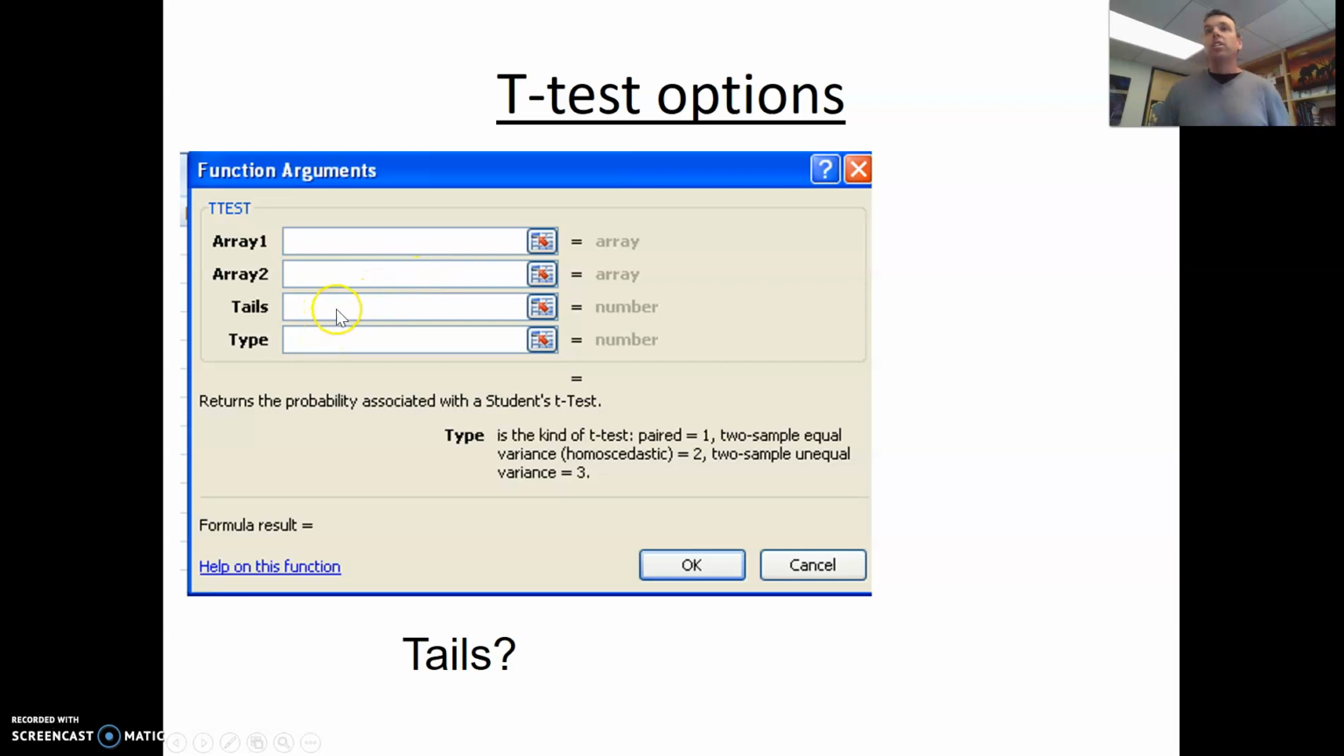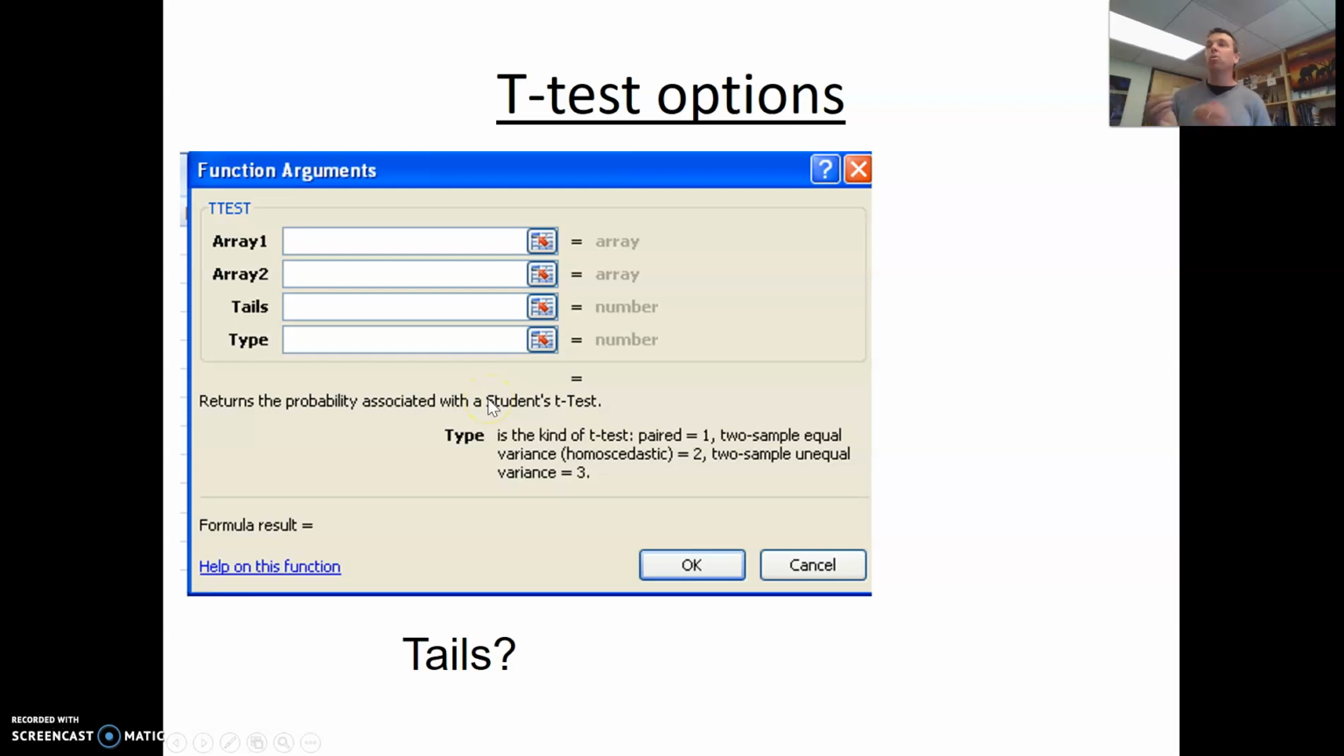All right. Tails we talked about already. Is it one-tailed, meaning your variance only goes in one direction, or is it two-tailed? So when in doubt, you're always going to use a two-tailed test. So for tails, you're just going to type 2. And then type tells you what type of test you're looking at. So is it paired? And if it's paired, you're going to put 1.